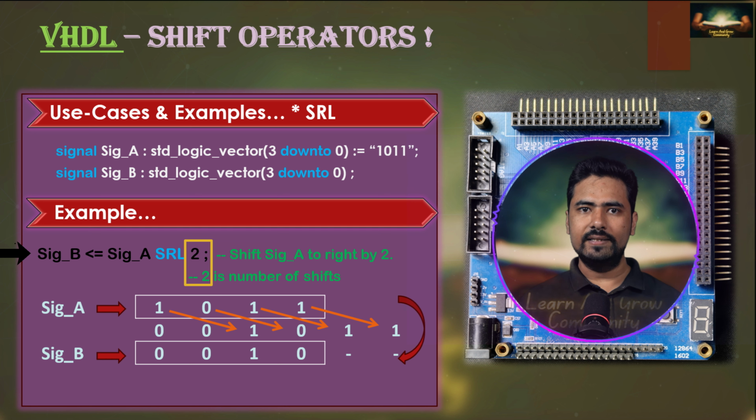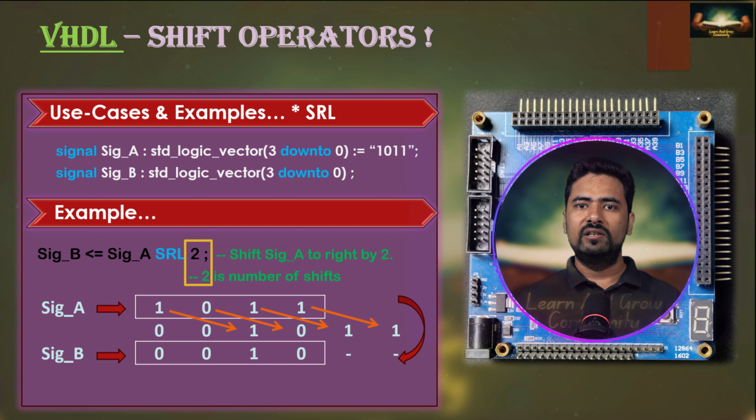Now the expression is sig B gets the value of sig A SRL 2 semicolon. Now this expression is telling that shift the signal A data to the right by 2 indexes. Okay, so let's see how it happens. We will understand it in 2 cycles. So the first cycle will shift signal A data to the right by 1 index and then the second cycle will shift the data by the second index. Okay, so the first cycle shifts the data to the right by 1 index. So 1011 will become dash 101.